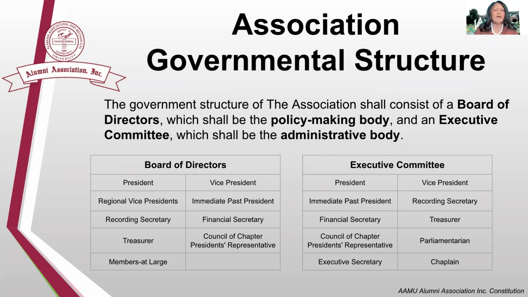As you can see, our board is made up of the president, vice president, regional vice presidents, immediate past president, recording secretary, financial secretary, treasurer, council of presidents representative, and members at large. Whereas the executive committee is made up of the president, the vice president, immediate past president, recording secretary, financial secretary, treasurer, council of presidents, parliamentarian, executive secretary, and chaplain.